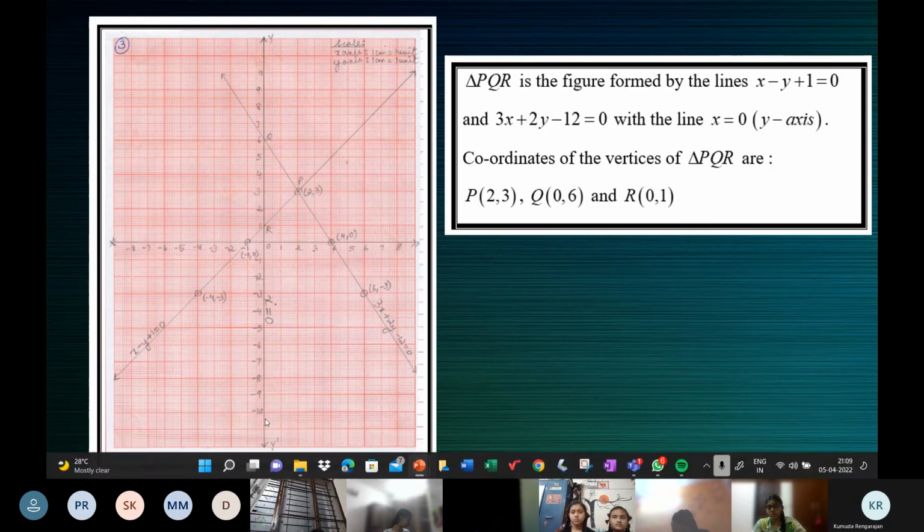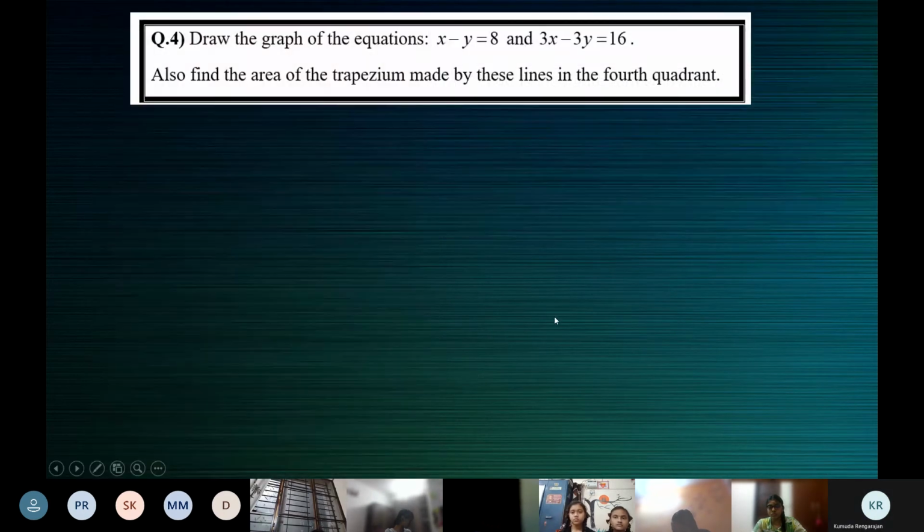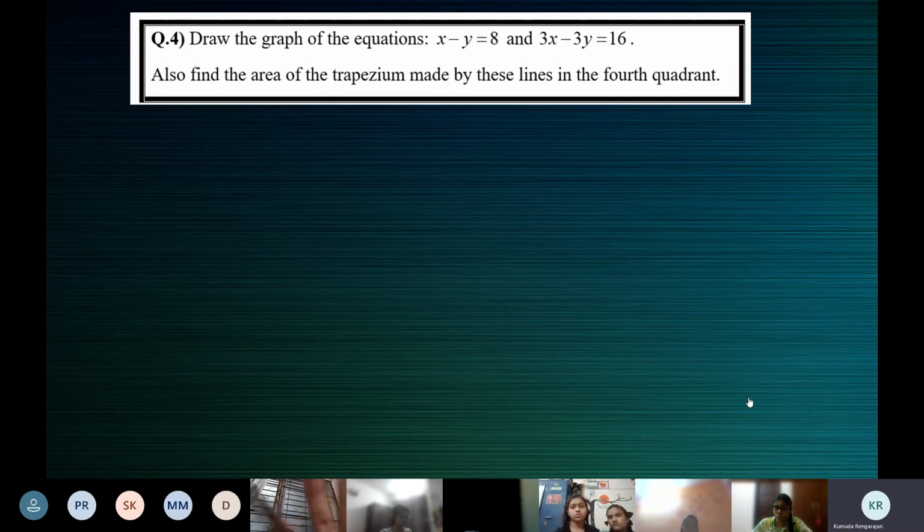All right. Now please complete this, children. You don't have to answer the question. Just make the graph so that it's easy for us to discuss in the next class. Just make the graph alone. Find the area of the trapezium, that you don't answer. We'll see that in the class. Take a screenshot. Make the graph alone for the fourth one.